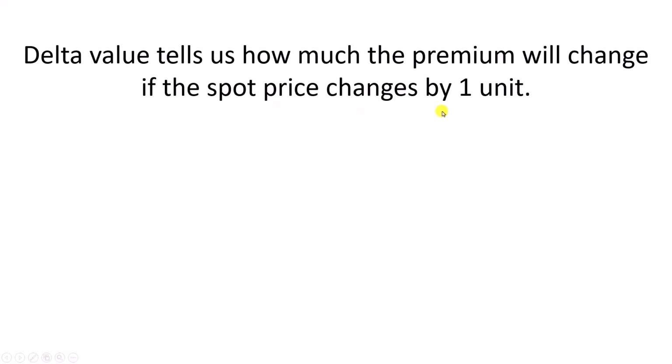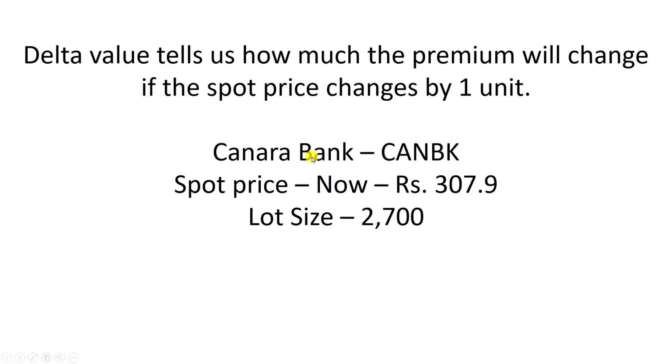Now, I am going to take an example and explain the concept of delta to you. Alright. So do watch the entire video once. If it is not clear, watch again, and I am pretty sure that the concept will be clear to you. Now I will take the example of Canara Bank stock. The spot price as of now, at the time of making this video, is 307.9, and the lot size of Canara Bank option is 2700.